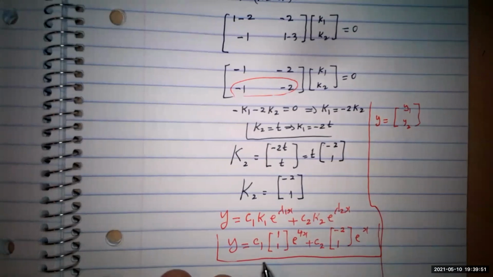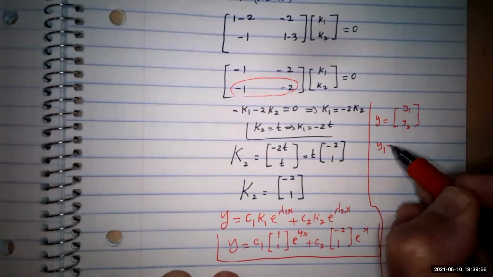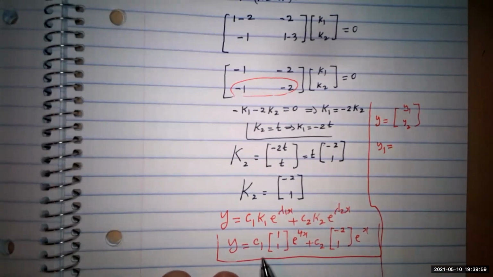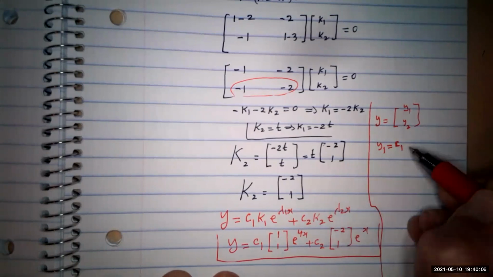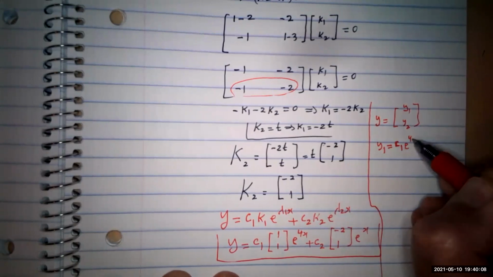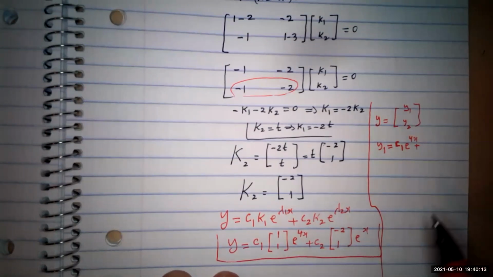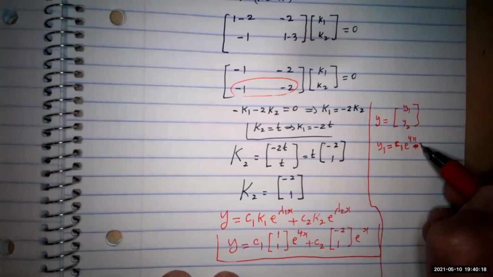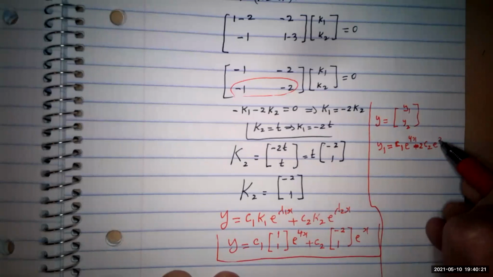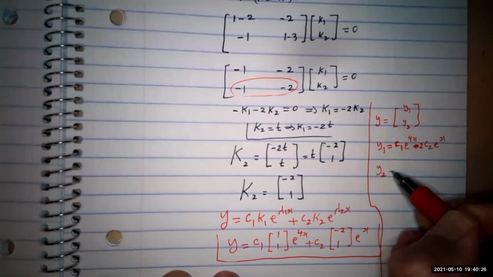Okay, so you have to pick over here and get the y1. So what's going to be y1? y1 is going to be the result of the first component. This is going to be c1 e to the 4x, and minus, the second component is going to be minus 2 c2 e to the x. That's going to be your y1, and the y2 is similar.